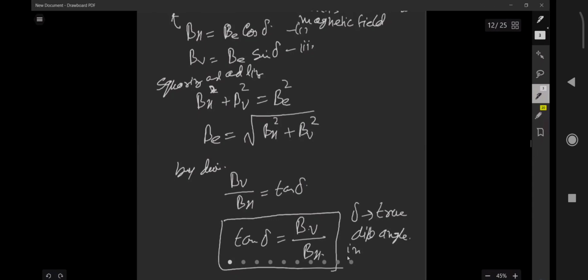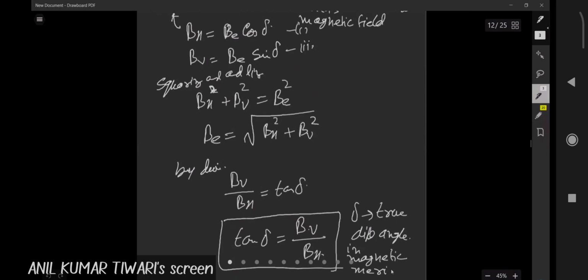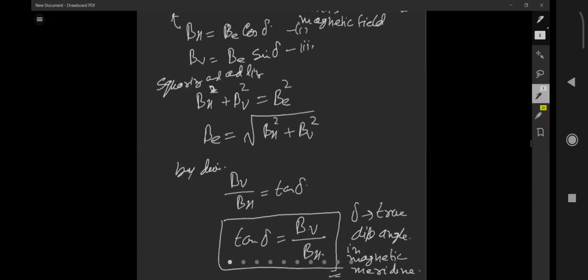When we are measuring the angle in a magnetic meridian, then it is termed as what? True dip angle. Any problem?